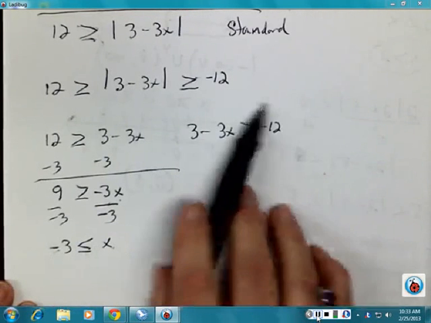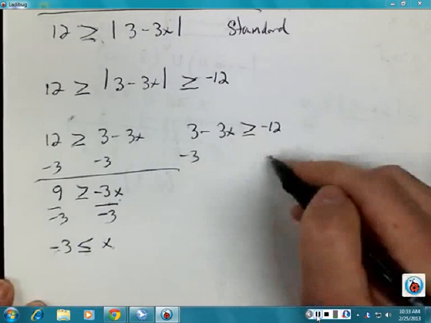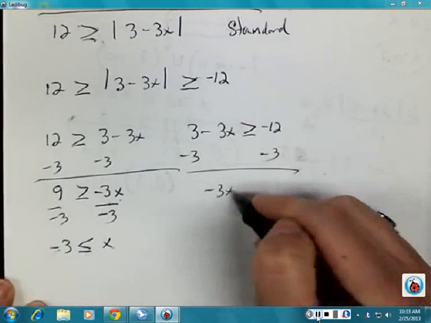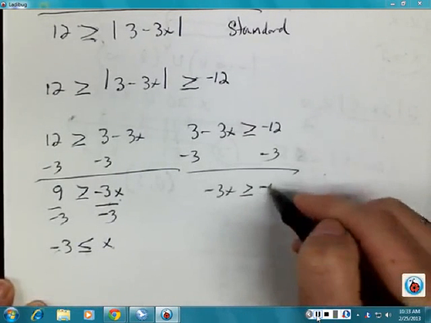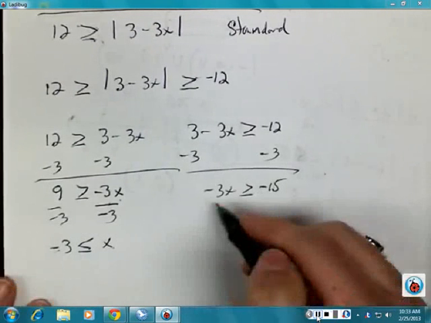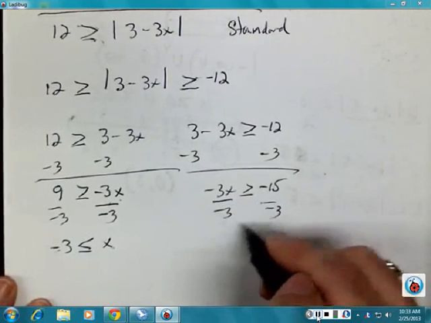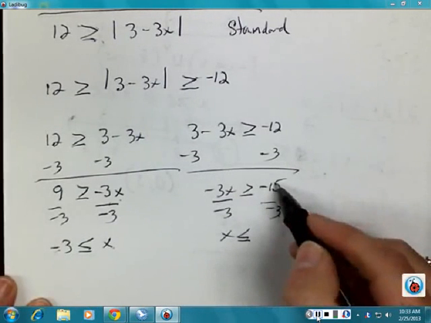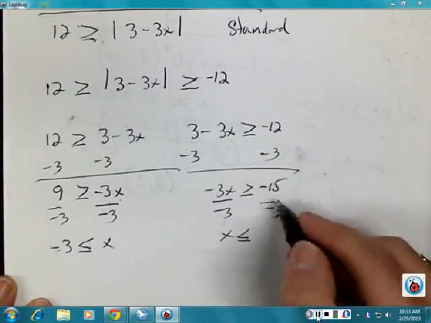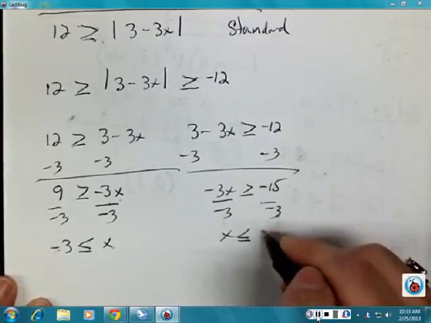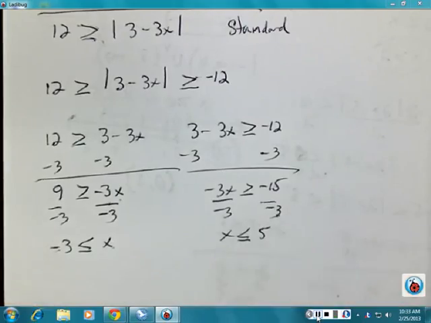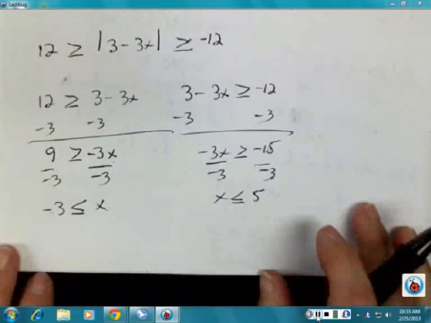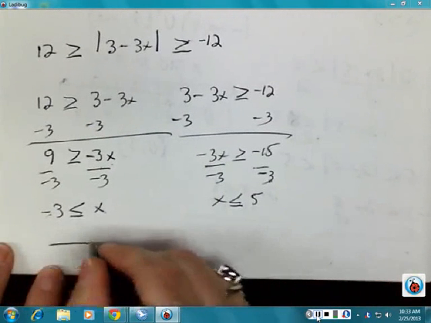Then I have to solve this guy. So I'm going to minus 3. Divide by negative 3. So just like the last one, the sign is going to flip. Negative 15 divided by negative 3 is a positive 5. And so what would my number line look like?